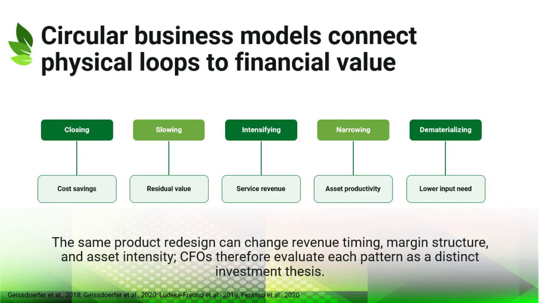Circular business models connect physical loops to financial value. Closing loops keeps materials in circulation through recycling or cascading. Slowing loops extends product life through repair, reuse, refurbishment, or remanufacturing. Intensifying loops increases utilization, often through sharing or service models. Narrowing loops reduces the amount of material or energy needed per unit of value. Dematerializing replaces physical ownership with service, access, or digital delivery when possible.